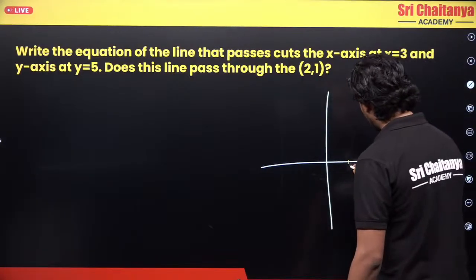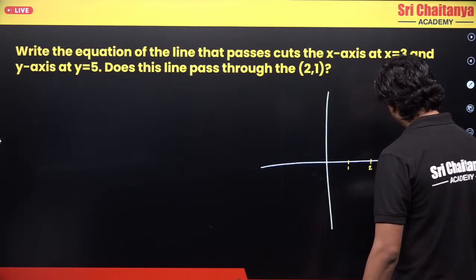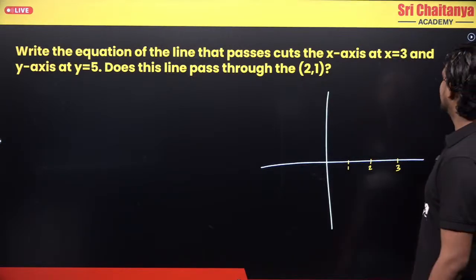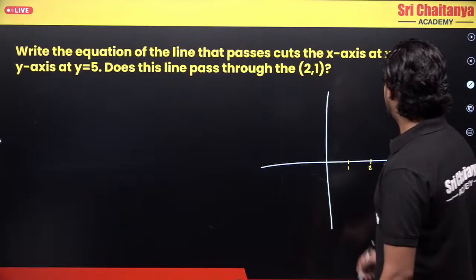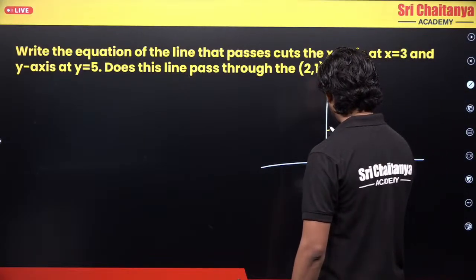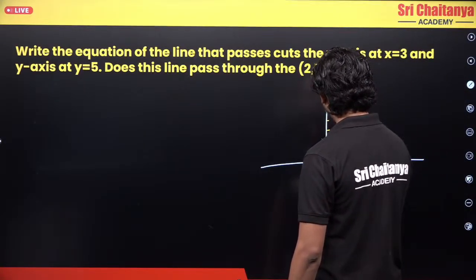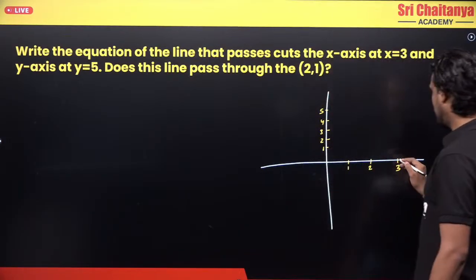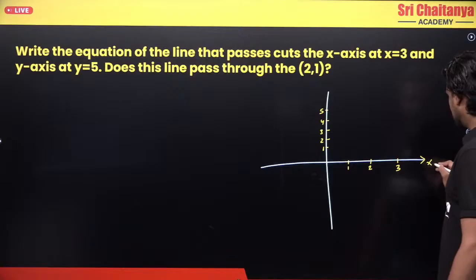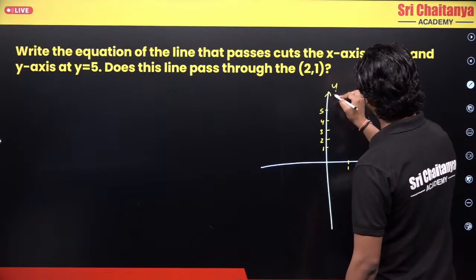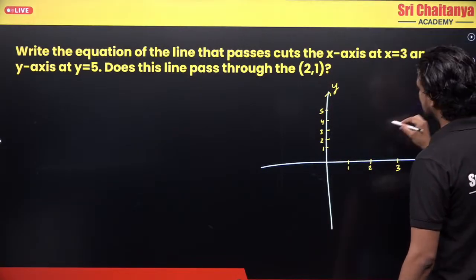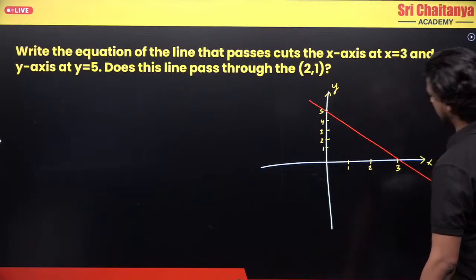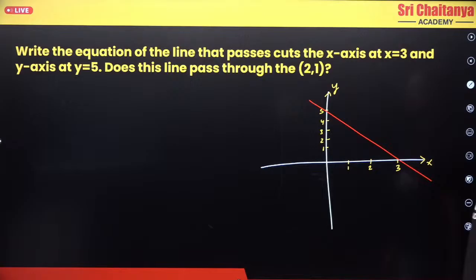So what is the x-axis? This is 1, this is 2, and this is 3. So it cuts the x-axis at 3. Okay, now second, the y-axis at 5. Okay, so 1, 2, 3, 4, 5. So this is my x-axis, right? This is my x-axis, this is my y-axis, and my straight line cuts the y-axis at 5 and the x-axis at 3. So basically something like this. Okay, so my straight line will look something like this.